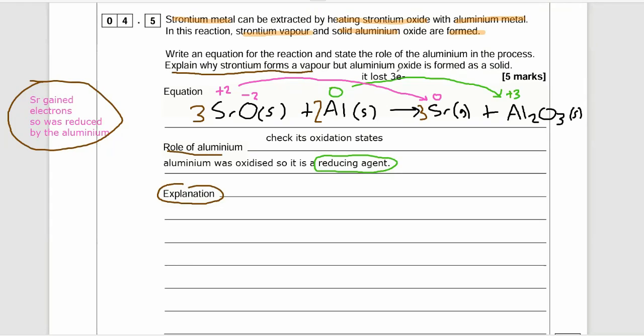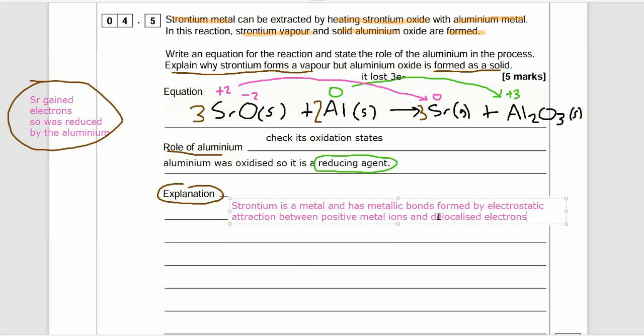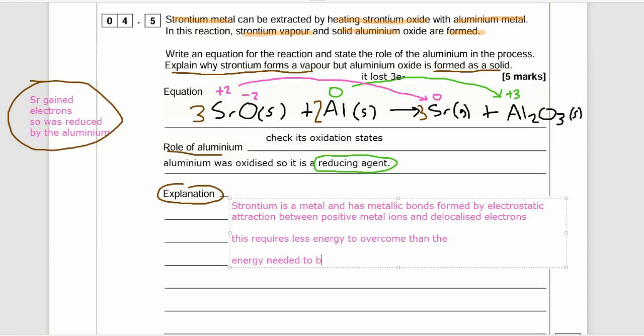So the last bit of it is that we've done the role of aluminium. Explain why strontium forms a vapor, but the aluminium oxide, because it's obviously very hot for the metal to form a vapor, stays as a solid. Well, strontium's a metal. It has metallic bonding. You remember from GCSE, that's formed by electrostatic attraction between positive metal ions and delocalized electrons. This must be weaker, or require less energy to overcome, than the bonding in aluminium oxide.